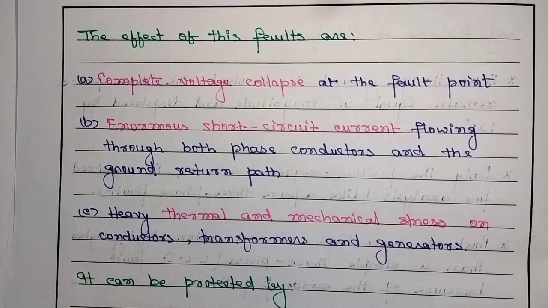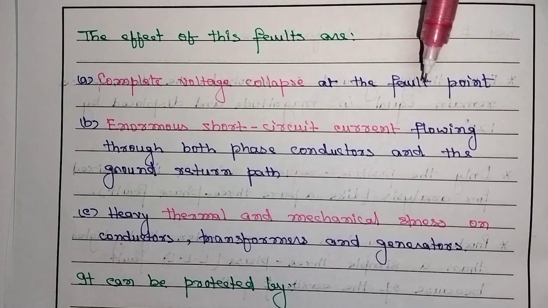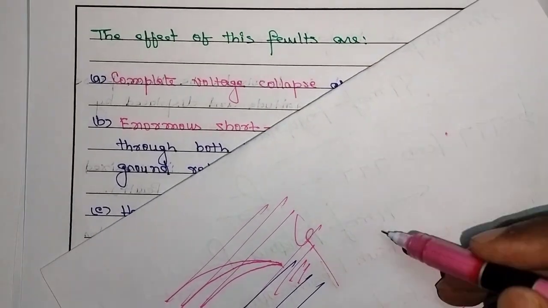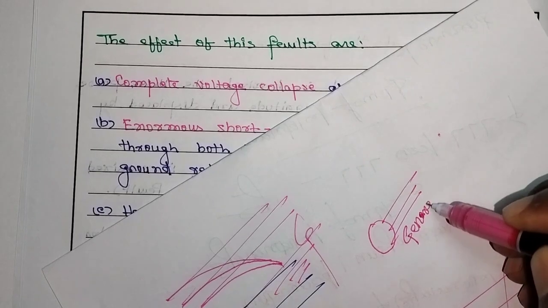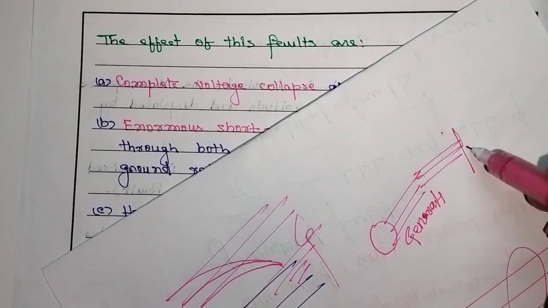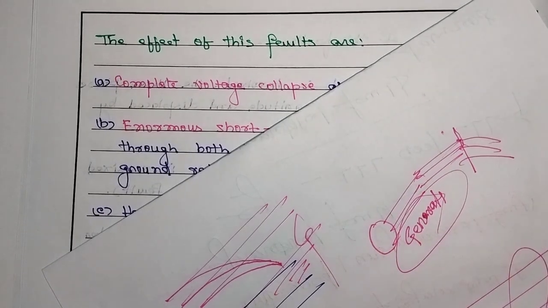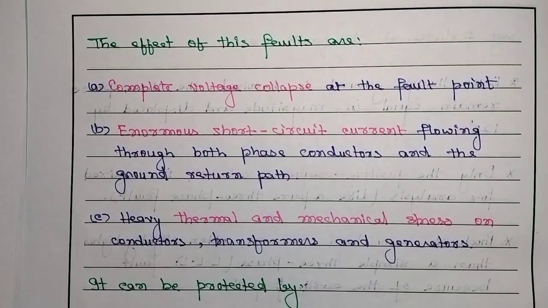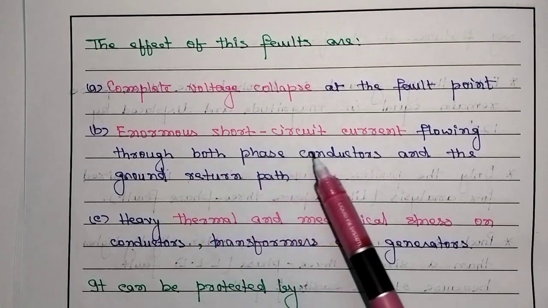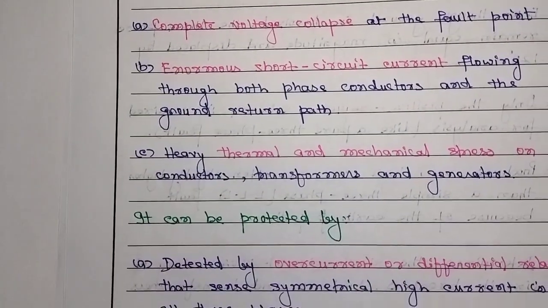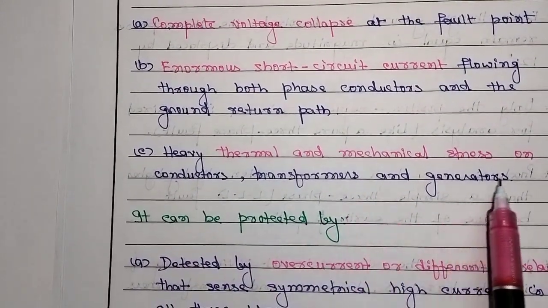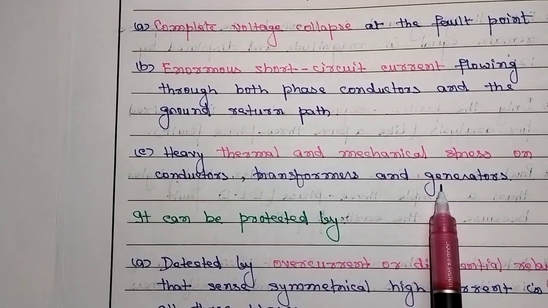The effect of these faults is complete voltage collapse at the fault point. Already I have told you that it mainly occurs at the generation side, not in the transmission side, not in the utilization side. That's why this type of fault can also be called the generator fault. Next we have enormous short circuit current flowing through the phase conductors and the ground return path. Next we have heavy thermal and mechanical stress on the conductors, transformers and the generators.